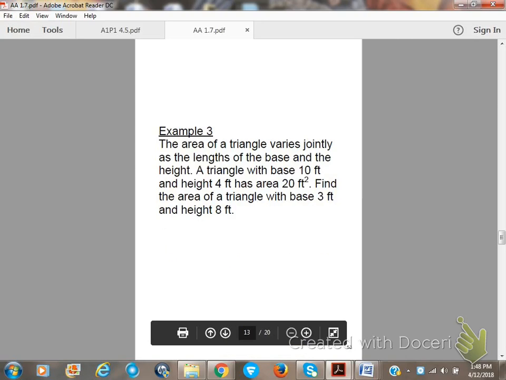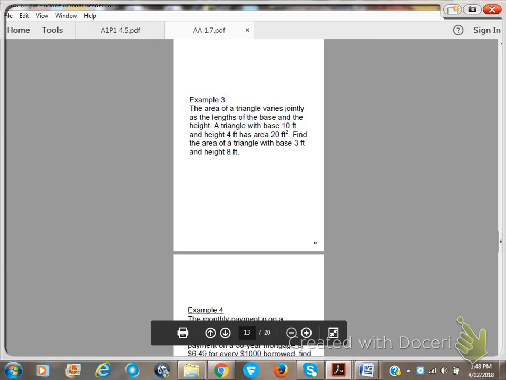Now, the area varies jointly. So what letter are we going to use for area? A. Equals K times, it's talking about the lengths of the base and the height. All right, well, what do you want to use for base? And what do you want to use for height? Sounds good.